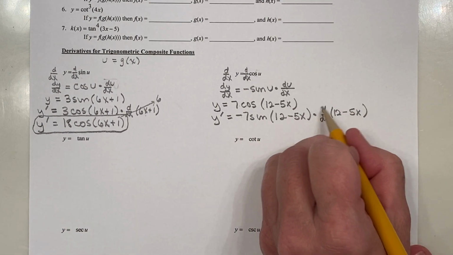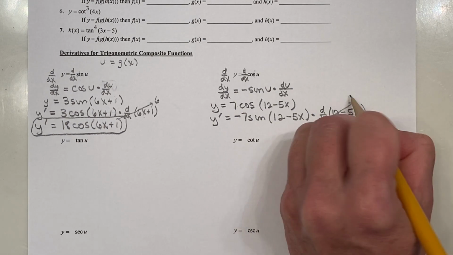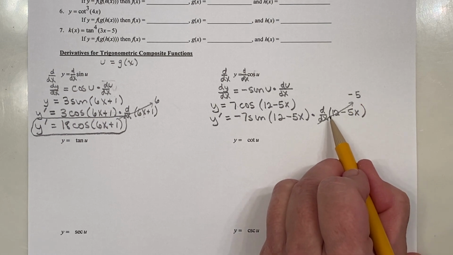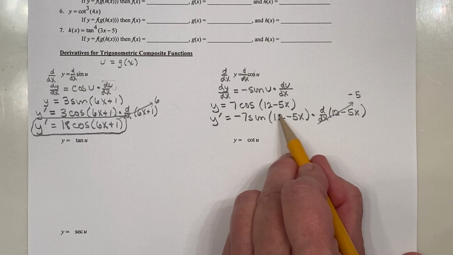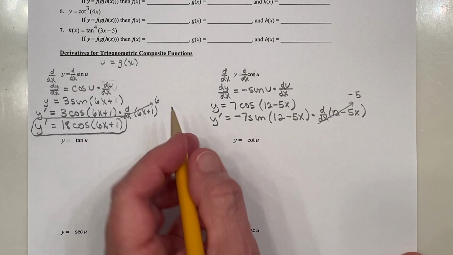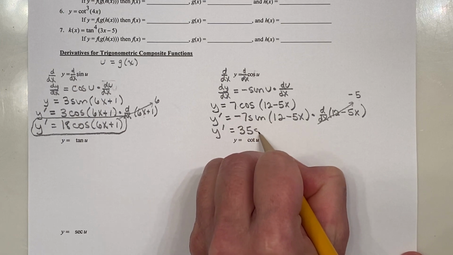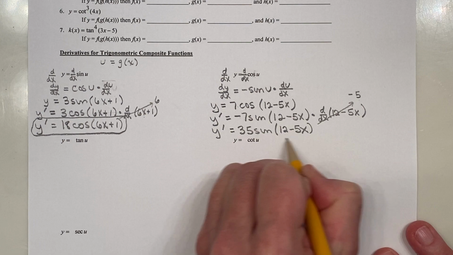I like doing this step because right here is where I can go, oh, I have to evaluate this derivative, and that derivative is -5. So I can evaluate here and manage that -5 at the same time. I can't multiply it into this argument, but I can multiply -5 times -7. So the final answer is 35 sine of quantity 12 minus 5x.